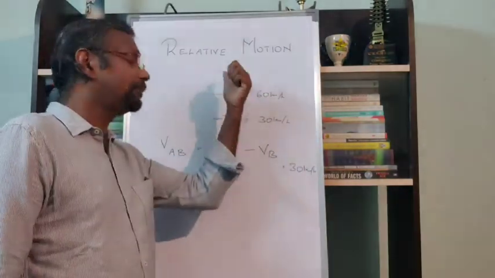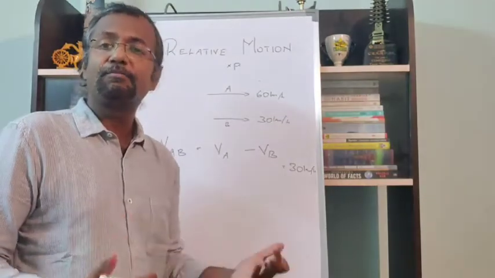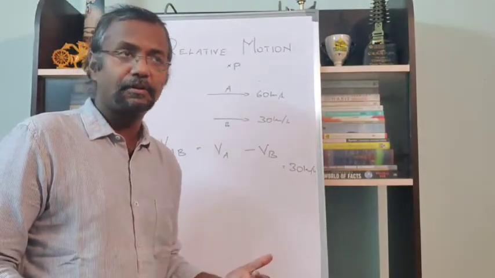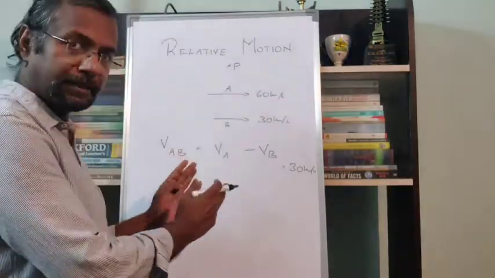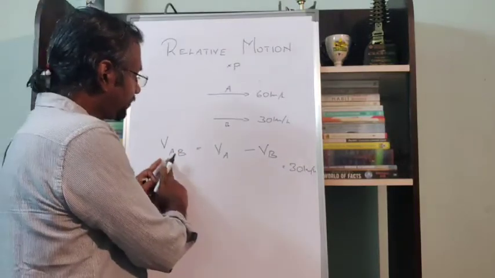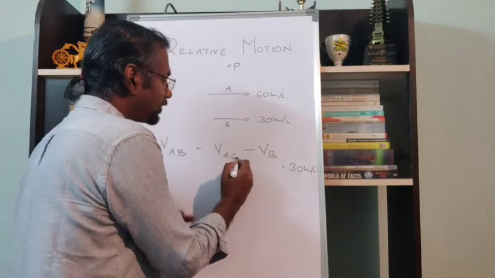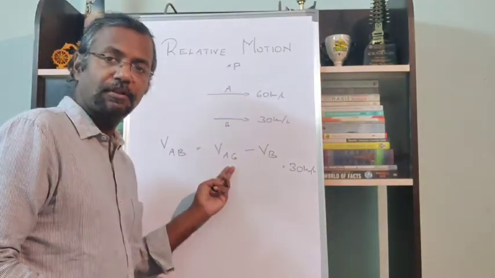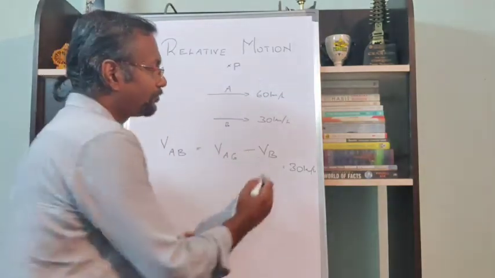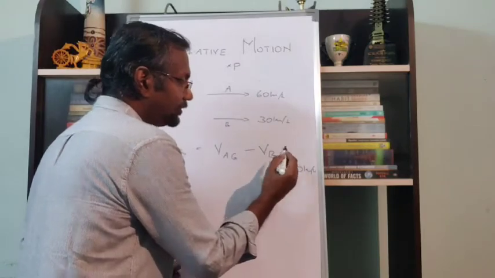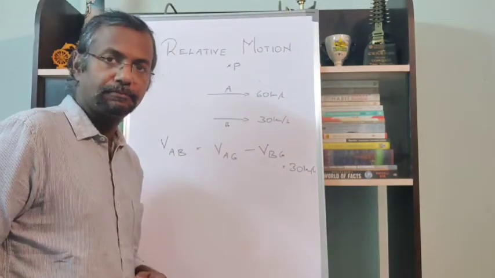However, with reference to the ground, A is moving at 60 km per hour. I just want to put this in perspective and say that when you say velocity of A with respect to B, don't forget what you're really doing is you're taking the velocity of A with respect to the ground, and from that you subtract the velocity of B with respect to the ground, right?